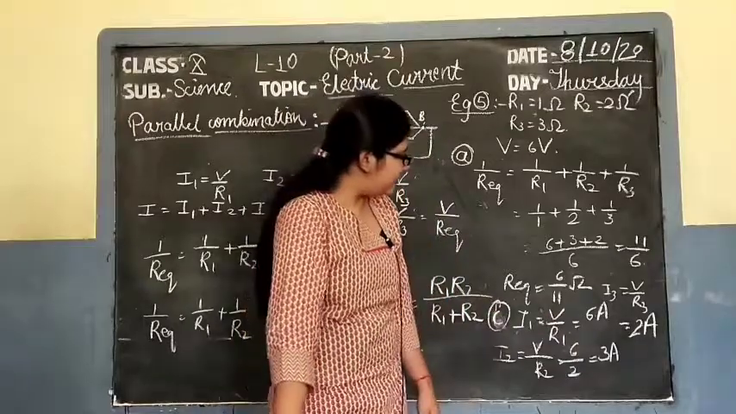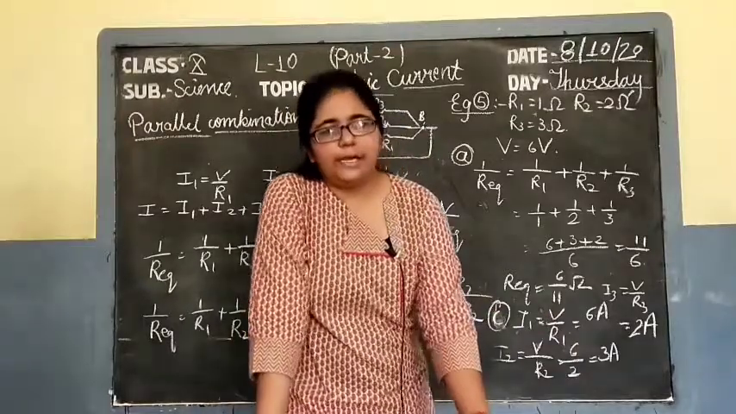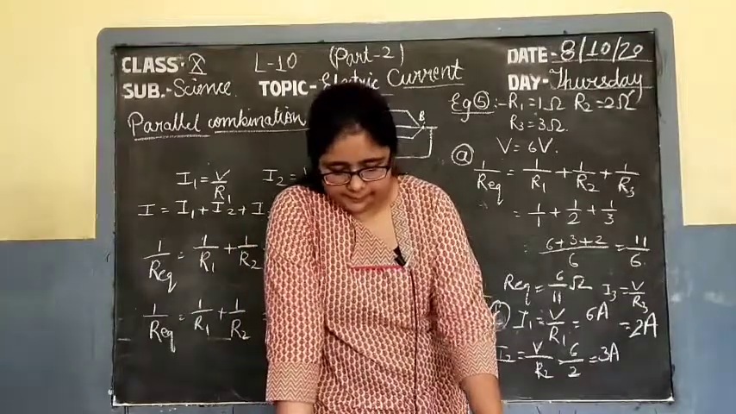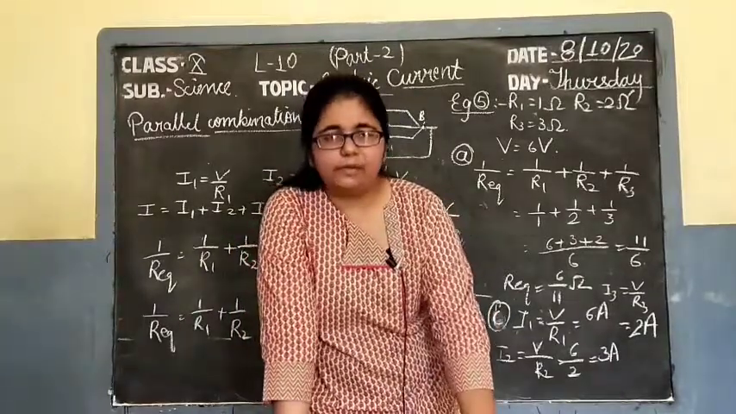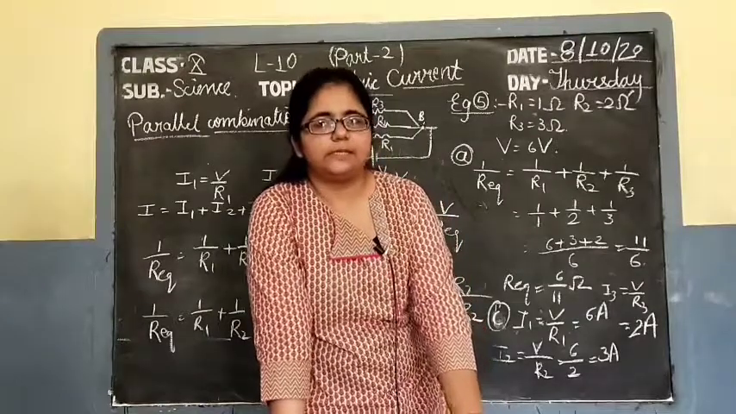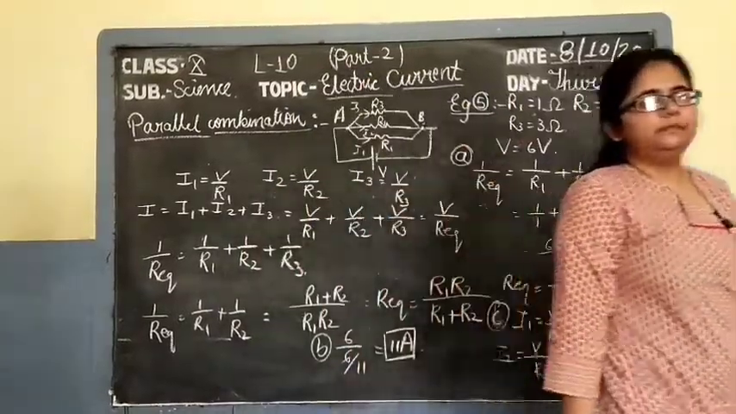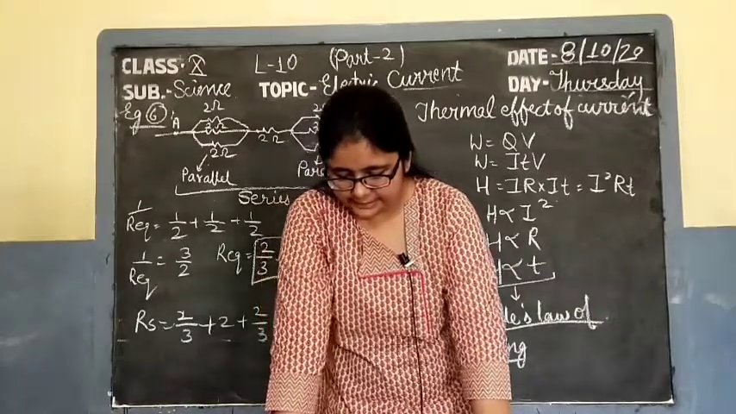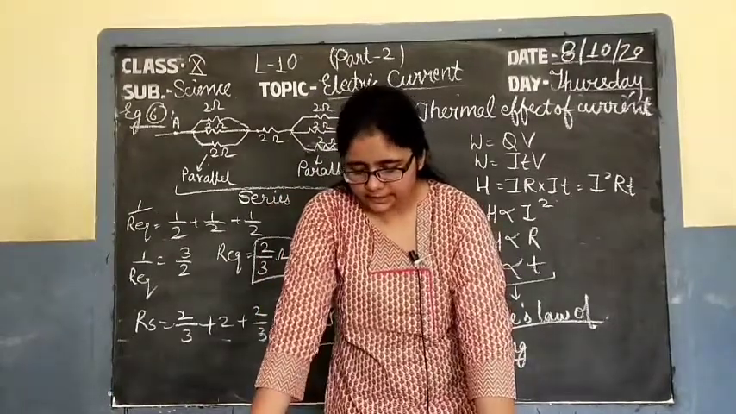Like that you can calculate the values of I2 and I3 as well by putting the values of R2 and R3. So this was example 5. Now we will discuss example 6. The question is, find the equivalent resistance between A and B in the given circuit.